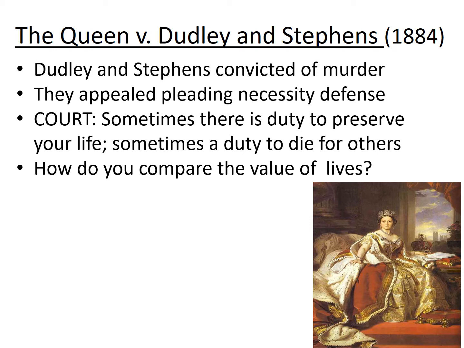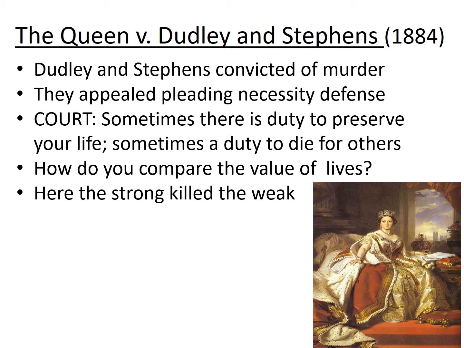The teenager could, as we said, say, I have a right to live too, at least as long as you did. So you've already lived more life than I have. Maybe I should live. And the bottom line is it's impossible to compare the value of lives because each life has value. And what the appeals court said here is basically the strong killed the weak. There wasn't an analysis really of the value of lives. You were stronger than the boy, the teenage boy, and you killed him and ate him. And so both Dudley and Stevens were sentenced to death. So their choice of evils defense or their necessity defense did not work.